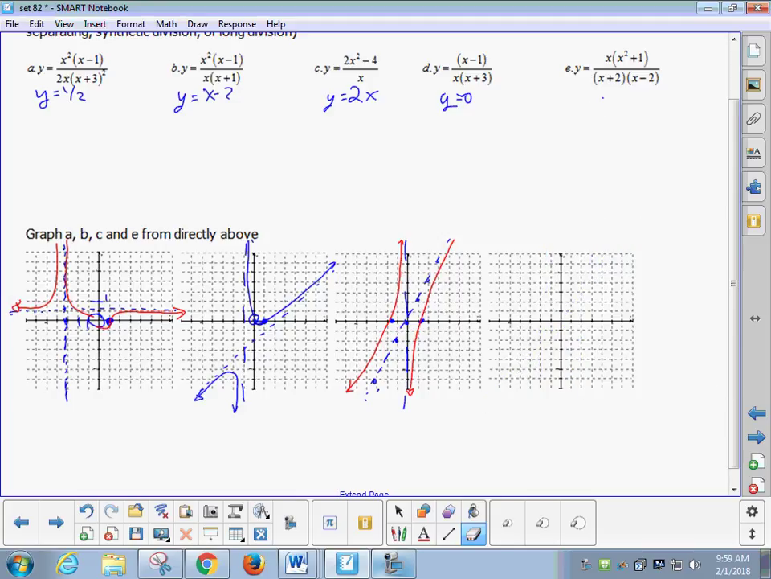So, let's walk through this. The first thing I would do is factor, if it's not already factored. It's factored. I would then look for holes as evidenced by common factors. There are none in this case. I would then say the top zeros are the x-intercepts. The x-intercept is only 0. X squared plus 1 has no real zeros, so I have a point on the x-axis at the origin. The vertical asymptotes are where the denominator is 0, x equals plus or minus 2.